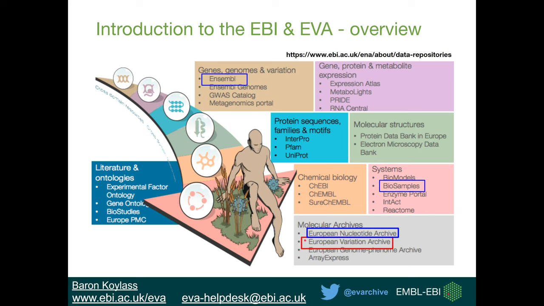But I've highlighted the European Nucleotide Archive, BioSamples, and Ensembl, just because the data we have in the EVA links to these other resources. For example, as you'll see, the sample data we contain at the EVA is linked to BioSamples. And then the variation data we contain at the EVA is also linked to the Ensembl database.